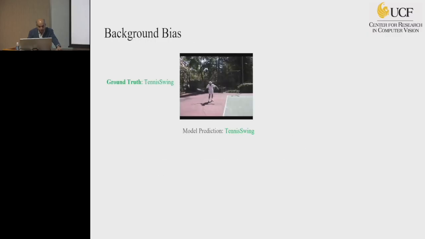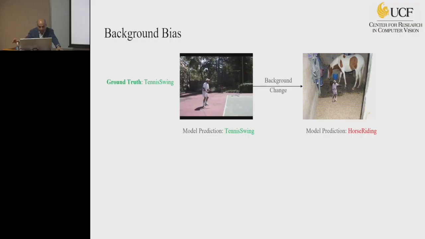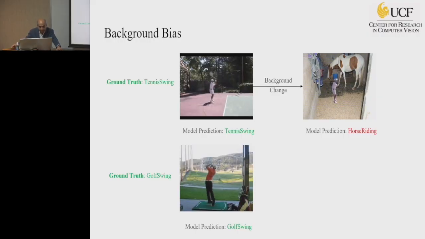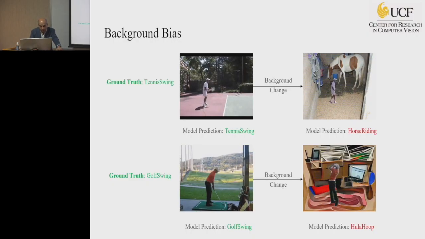So let's look at this. This is an example, ground truth is tennis swing, and prediction is tennis swing, which is good. But when you change the background, now it becomes horse riding, right? Because the background is changed, even though the action is the same. This is another example, the ground truth golf swing and prediction golf swing. But these models will, if you change the background, predict something else. That's the problem. So this is the background bias.